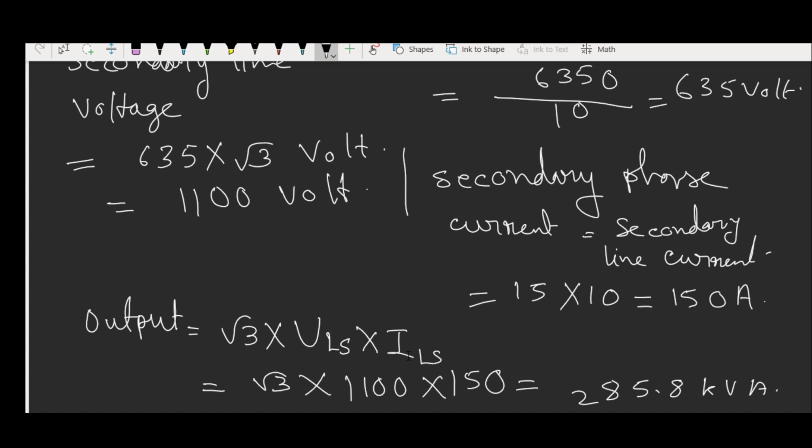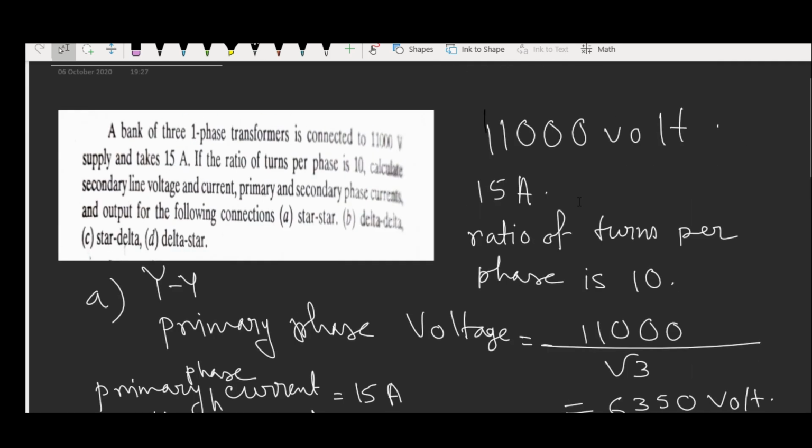Actually what we will observe here is in all these four cases we are going to find out it would remain 285.8 kVA, because this is basically the individual kVA capacity of the transformer multiplied by 3. Individual kVA capacity of the transformer is how much? It is 11,000 into 15. So 11,000 into 15 if you do, you will find something like, where is my calculator?